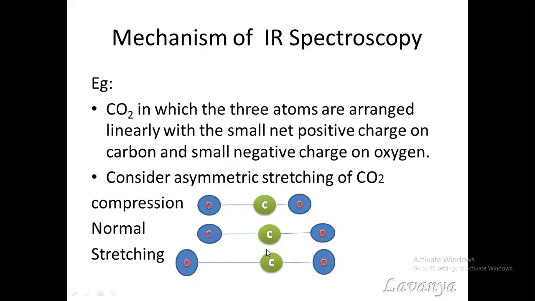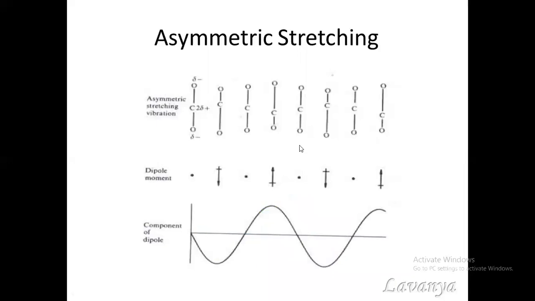Let's discuss the mechanism by considering this stretching and bending of carbon dioxide. Here I consider the stretching, where for our convenience I just represented the CO2 in this manner, and here I took initially the normal carbon dioxide, and then the next moment in asymmetric stretching this oxygen is stretched.